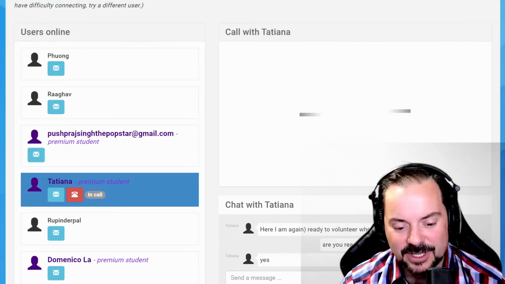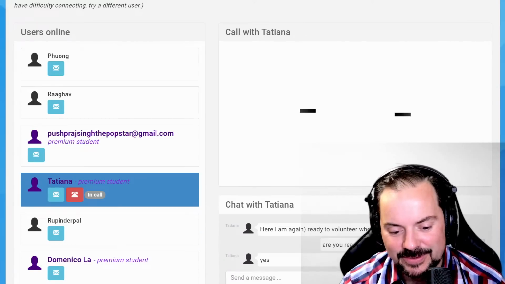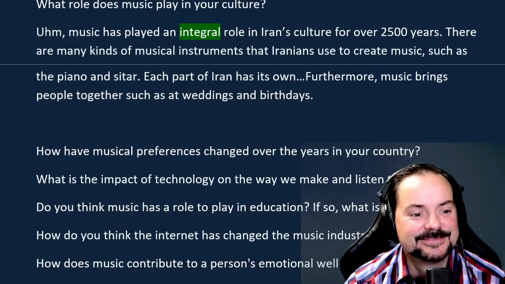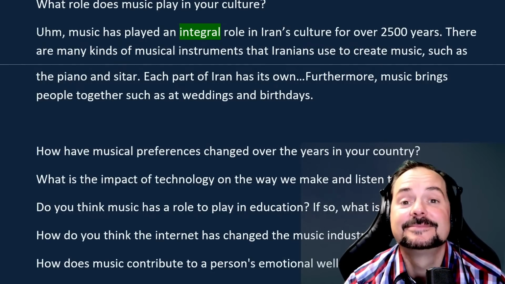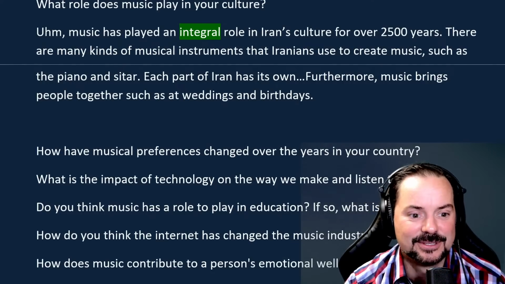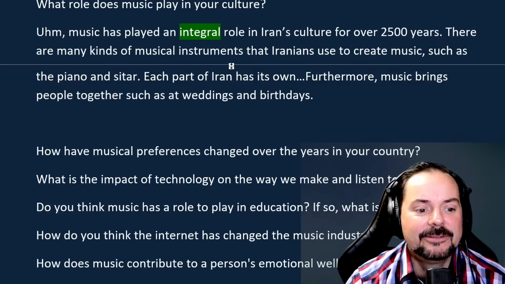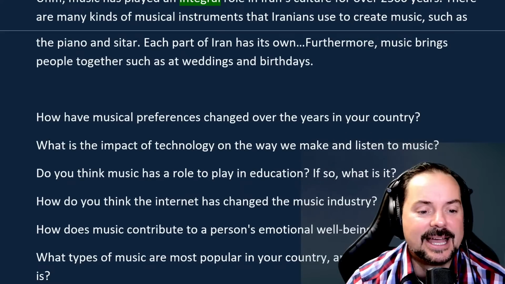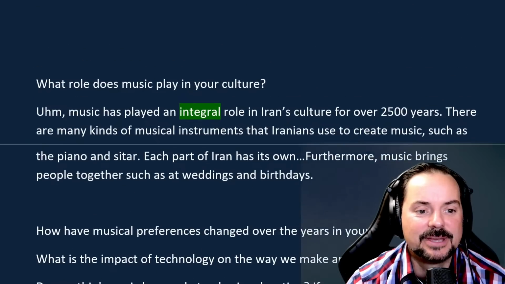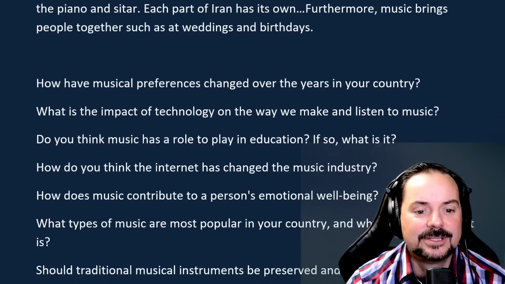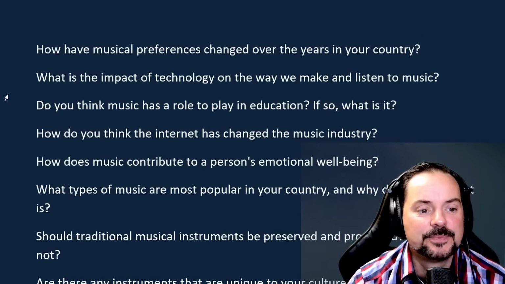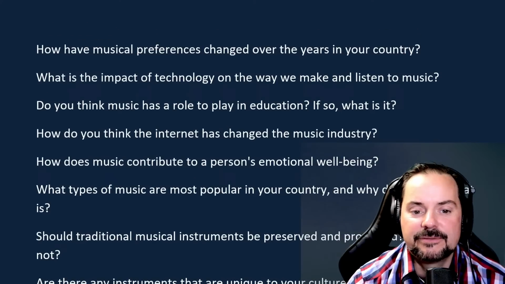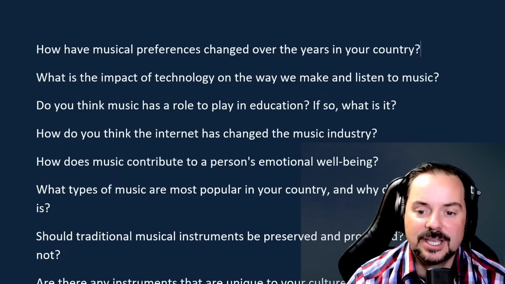Music is one of the ways that we can fix problems in the world, right? To dissolve misunderstanding, as Amra put it. Absolutely. All right, well, let's do it. Let me ask you some questions based on music and musical instruments. Here we go. How have musical preferences changed over the years in your country?